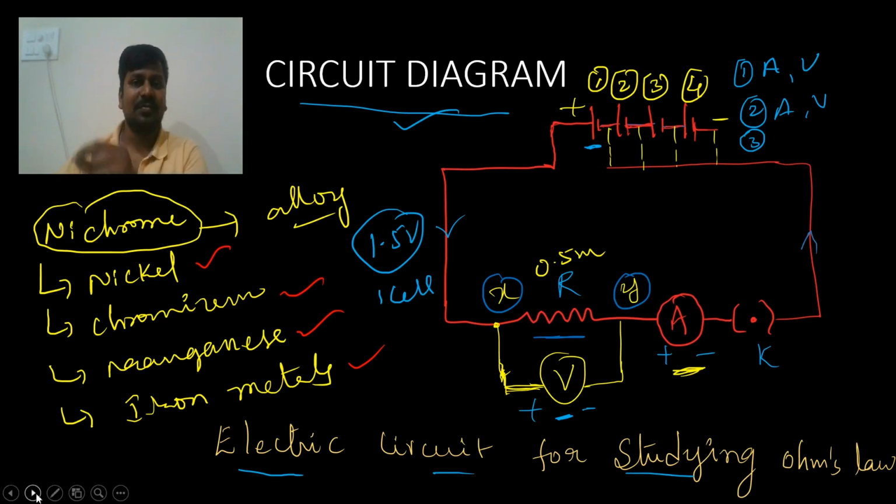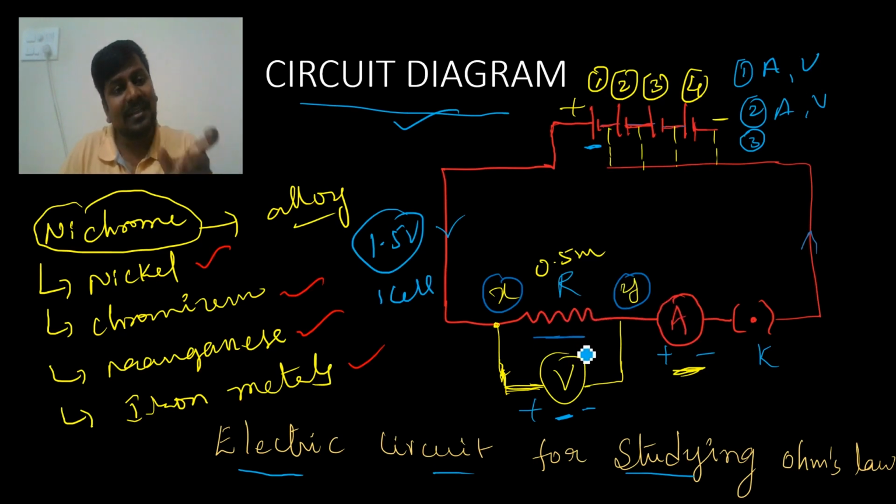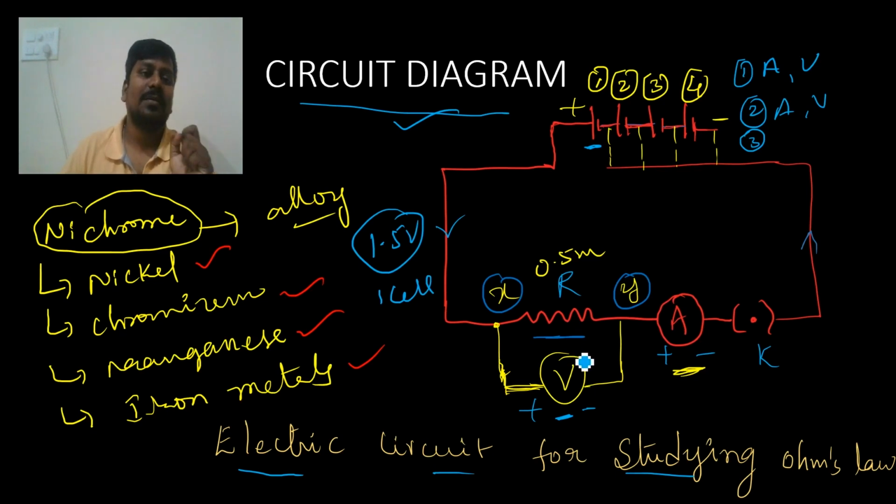Listen carefully, once again I will explain. Here first you have to take one cell and connect it in the circuit. The total circuit will be the same, but first we consider one cell. Then you take the reading of the ammeter and voltmeter for one cell. The ammeter reading is the current passing through the nichrome wire, and the voltmeter reading is the voltage across the nichrome wire. That is the first step.